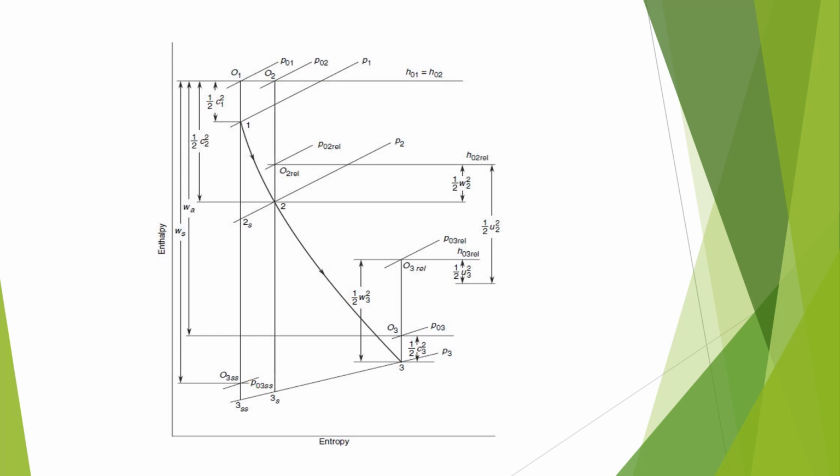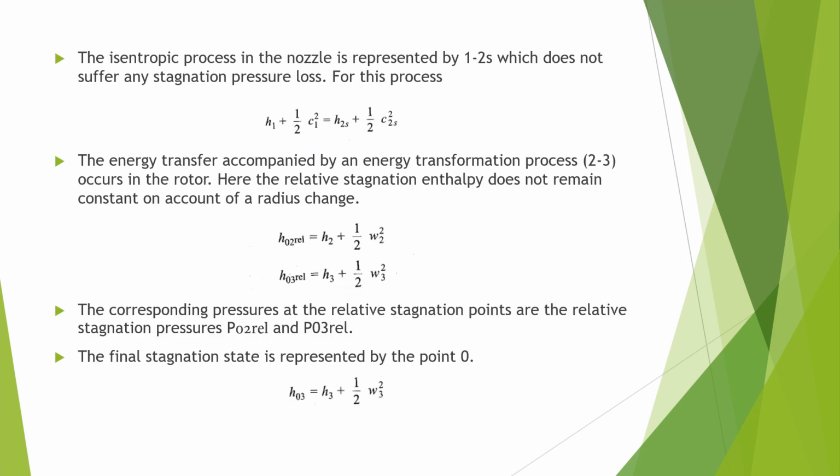This is the figure of the enthalpy entropy diagram, which shows the variation of pressure. The isentropic process in the nozzle is represented by 1 to 2s, which does not suffer any stagnation pressure loss. For this process, h1 plus half C1 squared is equal to h2s plus half C2s squared.